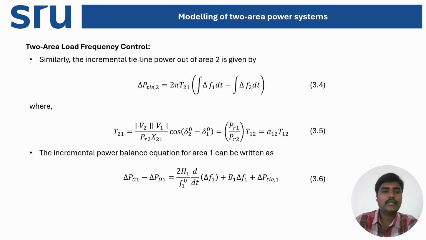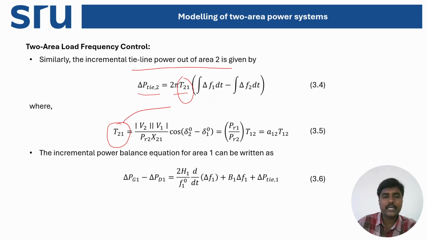Similarly, the incremental tie line power coming out from area 2 can be expressed as delta P tie 2 equal to 2 pi T21 times integral of delta F1 dt minus integral of delta F2 dt. Again, T21 is the synchronizing coefficient between area 2 and area 1. This can be expressed in terms of T12 by using a constant called A12, which is PR1 by PR2.